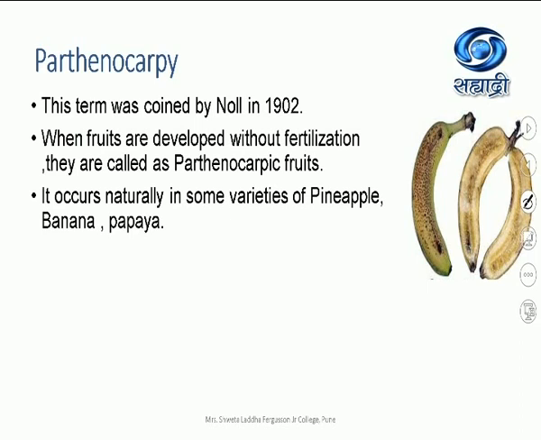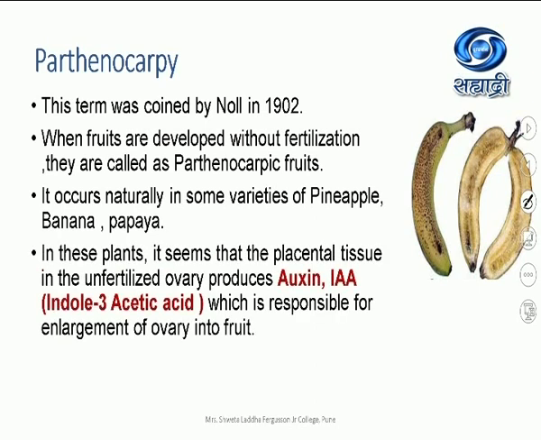It occurs naturally in some varieties of pineapple, banana, papaya. These varieties produce parthenocarpic fruits. In these plants, it seems that the placental tissue in the unfertilized ovary produces auxin, indole 3-acetic acid, and these hormones, phytohormones, are responsible for enlargement of the ovary and formation of the fruit. These fruits are usually seedless because no fertilization takes place, yet development of the fruit takes place. So these are parthenocarpic fruits which develop without fertilization.